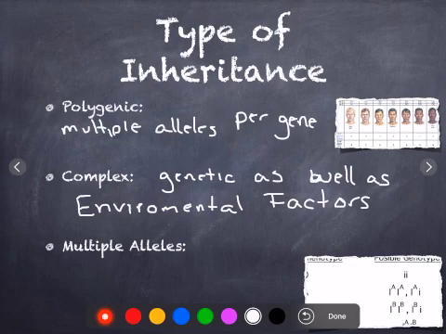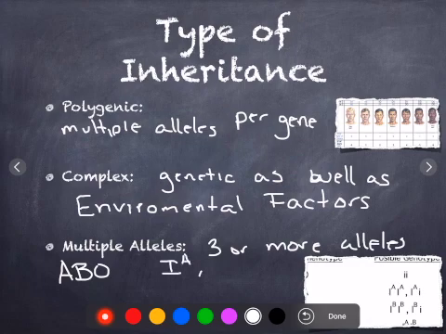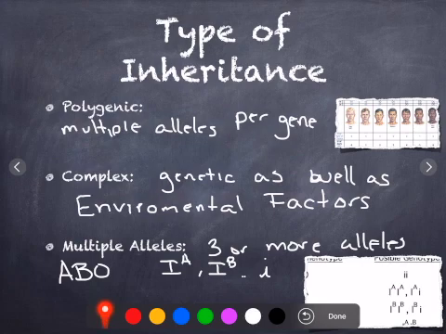Now, multiple alleles are when genes have 3 or more alleles within them, and they control the trait. So this would be like ABO blood typing. For example, we could have dominant A, we could have dominant B, or we can have the recessive trait, which is what codes for the O blood. Okay, and those different characteristics are listed down here.